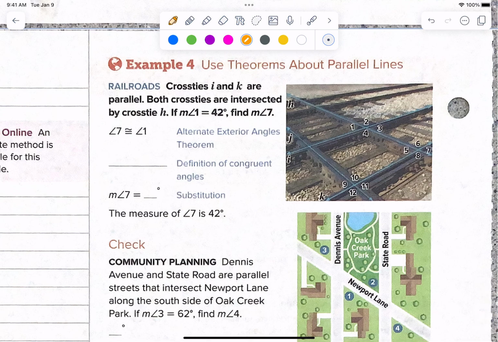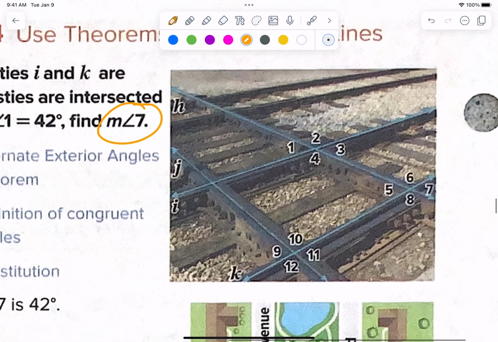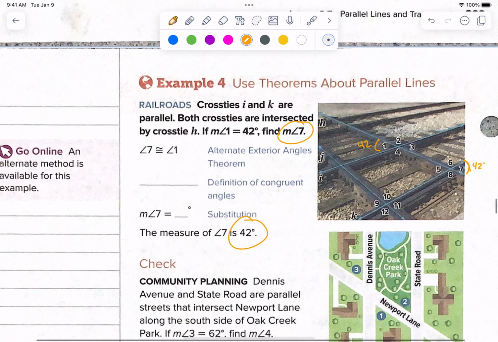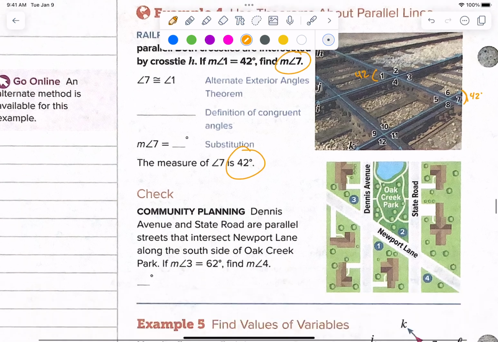Use theorems about parallel lines. We're skipping to example 4. They just want us to find the measure of angle 7 if angle 1 is 42. Angle 1 right here is 42. These lines are parallel. They want us to find angle 7. What are angle 4 and angle 1 and angle 7? They're alternate exterior, and alternate exterior are congruent, so angle 7 is 42. Got it? Not so bad.